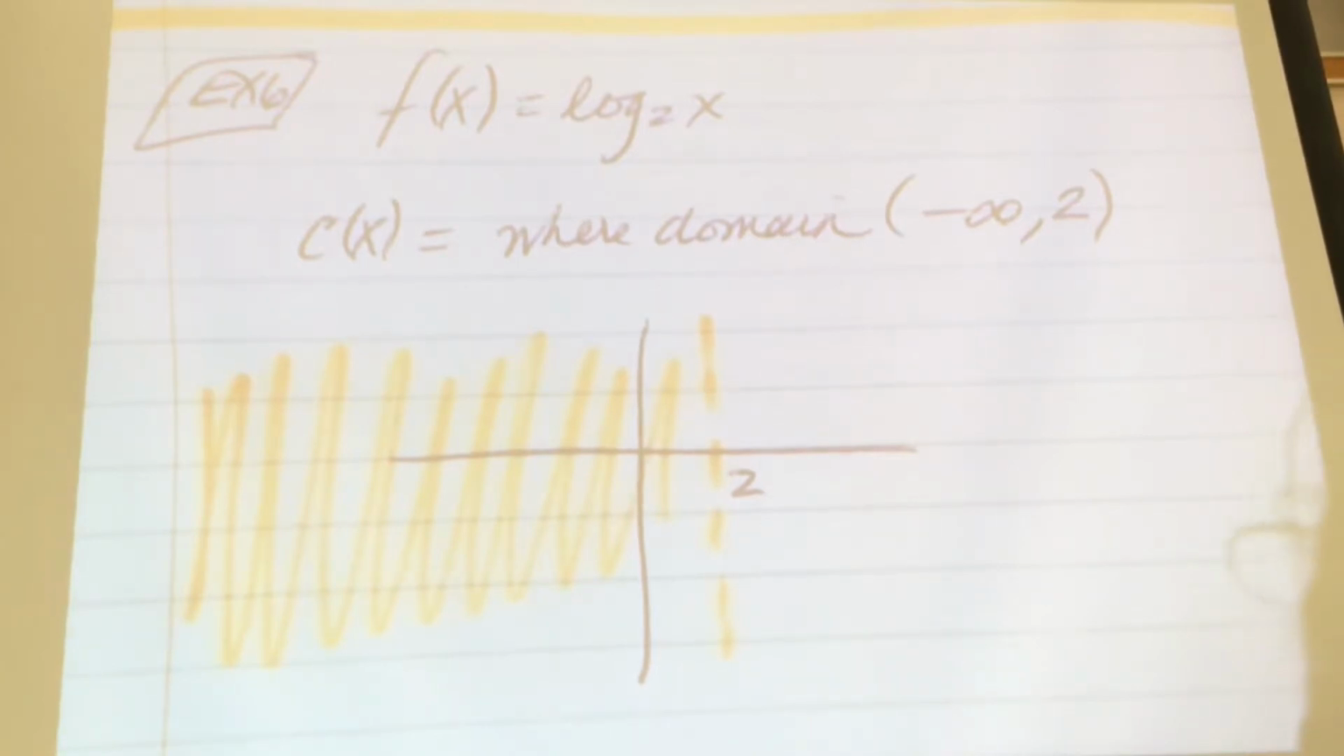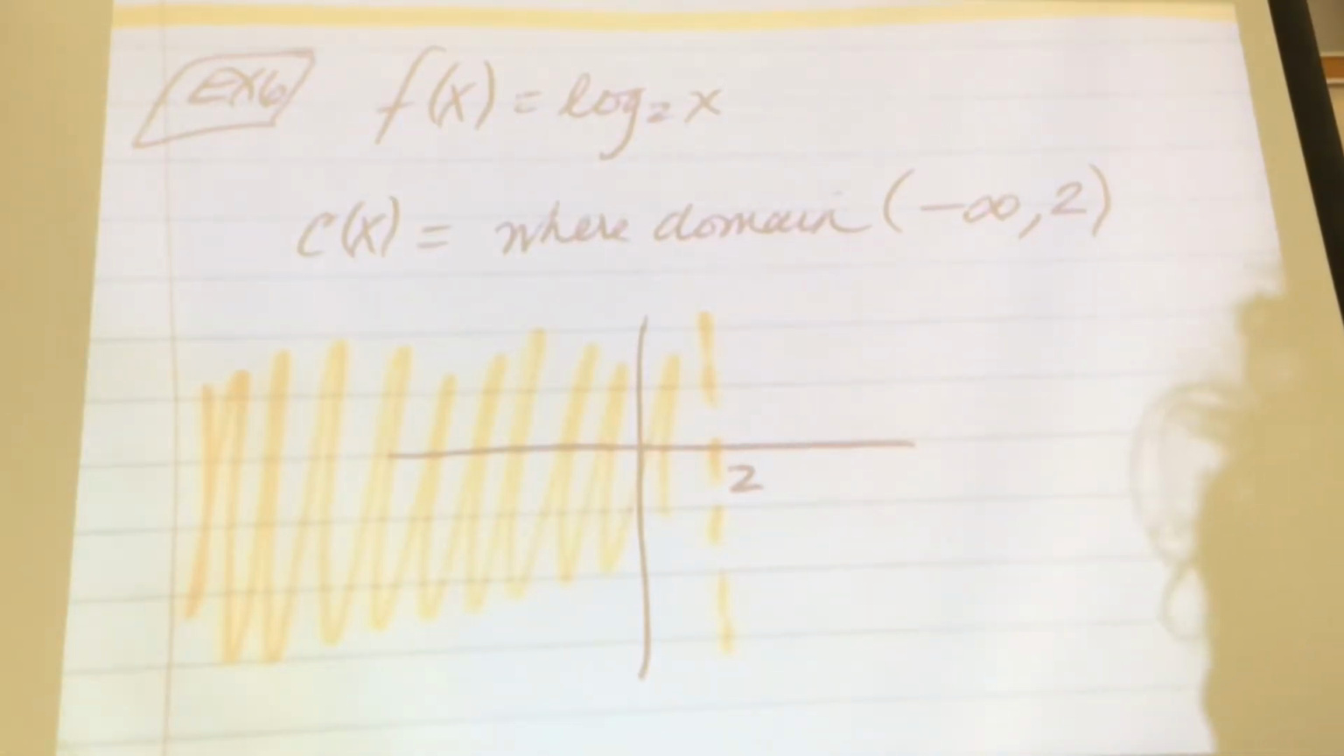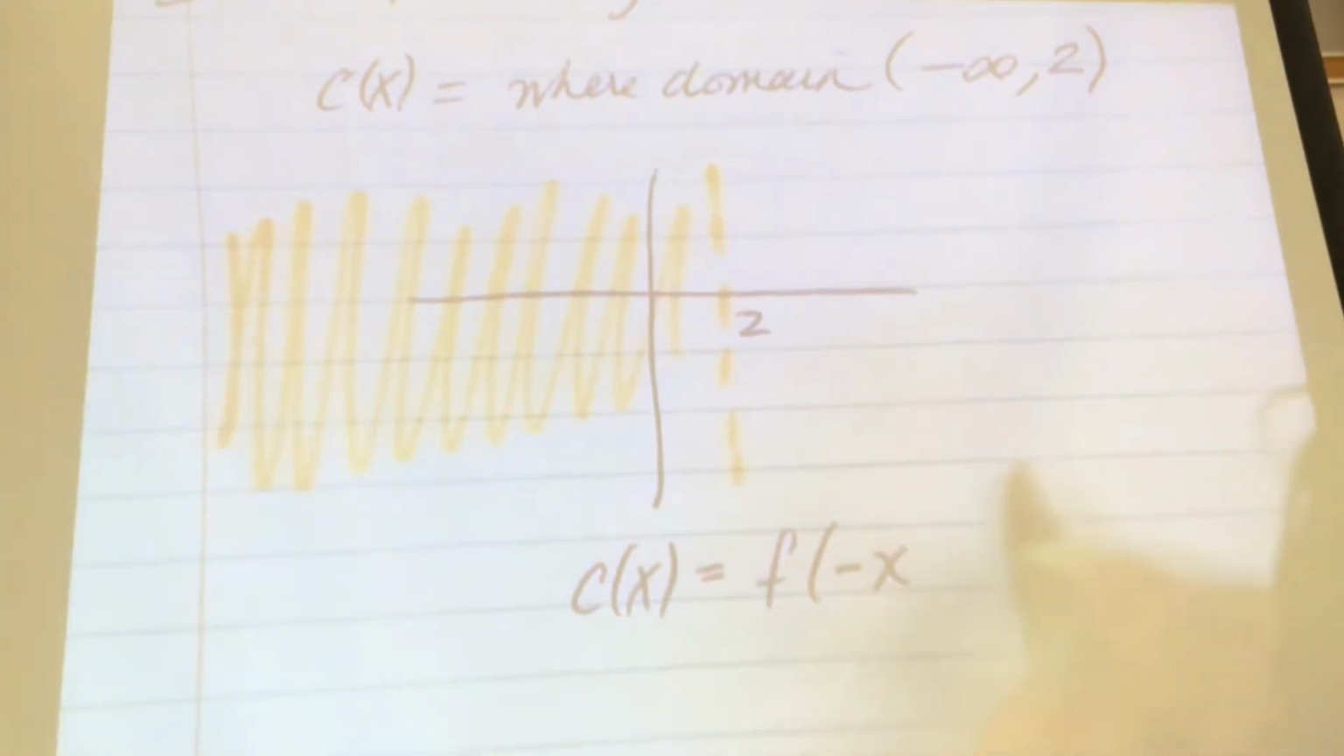The original graph of the log, doesn't it go right here? Like this? How the heck did it go over here? Did it get flipped across the x or across the y? Across the y. If you flip across the y, do you negate the function or negate the argument? You negate the argument. Nicely done. So the answer to this would be c of x is equal to f, negate the argument, and then since there's a 2 right there, plus 2.